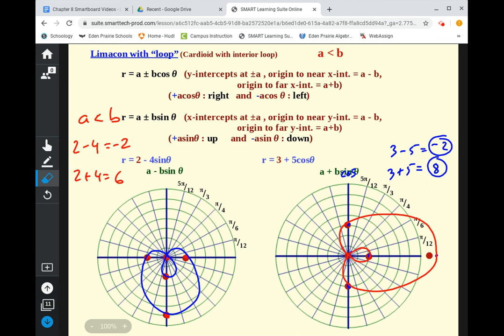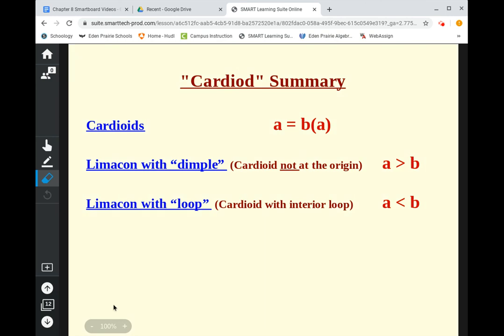Okay, here's a little summary. This is where you should pause at some point and actually write this down. A cardioid is where a equals b, but technically b is just a, so a equals a. Limaçon with a dimple around the origin, a is greater than b. Limaçon with a loop, a is less than b. So it loops back onto itself.